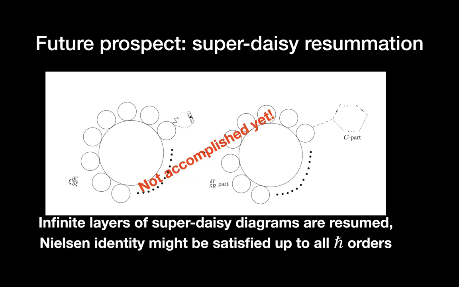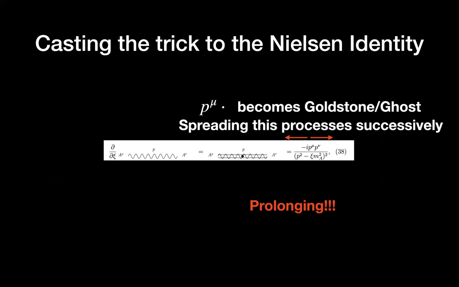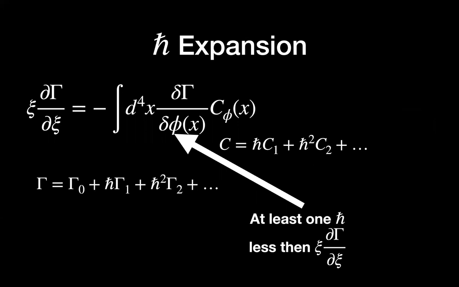I think to most of the audience, the Nielsen identity itself is very new. So could you mention briefly what it really means? I mean, what's the physical meaning of the Nielsen identity? I think I just mentioned it. You mentioned what the Takahashi identity is for connected diagrams, and the Nielsen identity for 1PI diagrams. Yes.